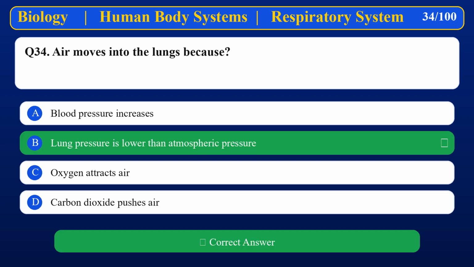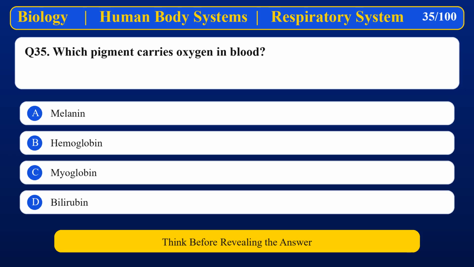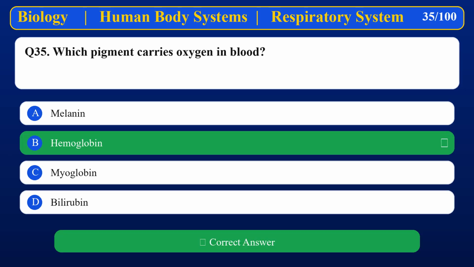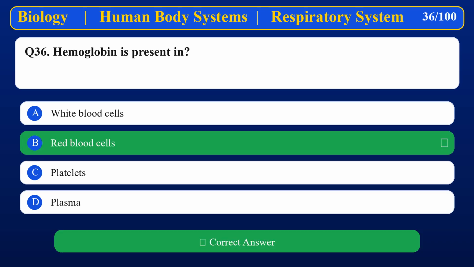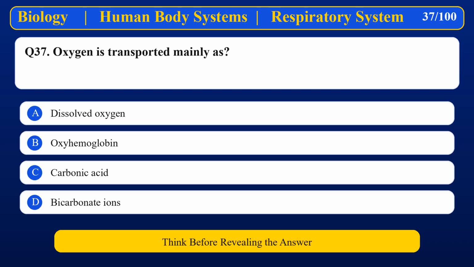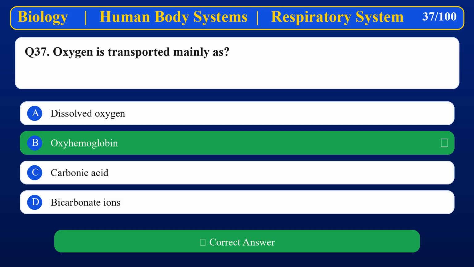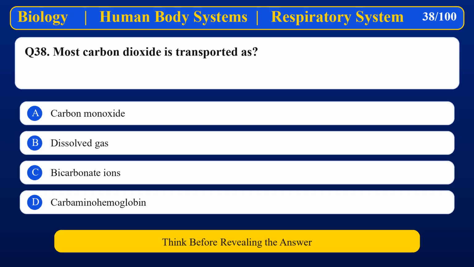Air moves into the lungs because? Lung pressure is lower than atmospheric pressure. Which pigment carries oxygen in blood? Hemoglobin. Hemoglobin is present in? Red blood cells. Oxygen is transported mainly as? Oxyhemoglobin.